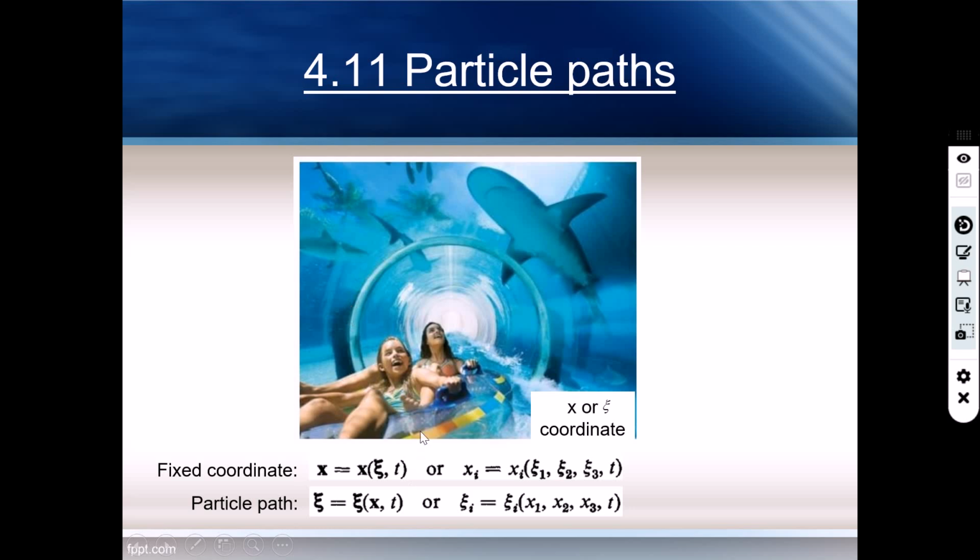But from the view of these two young ladies, the shock is not just swinging from one side to the other side, but they will also see the shock. They will also feel that they pass the shock, right? Because they move from the upstream to the downstream. So their coordinate is different from us, all right? So this is the particle coordinate, and our coordinate is the fixed coordinate.